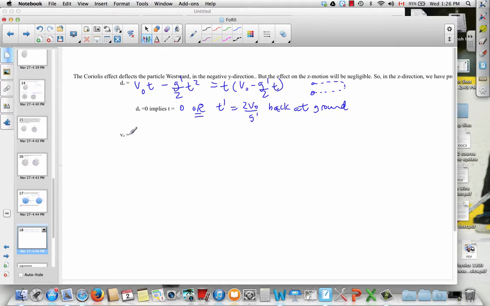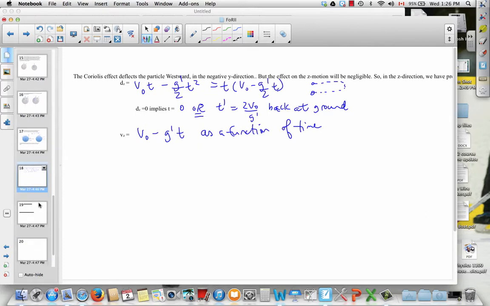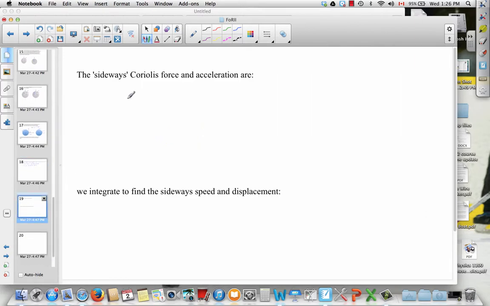Now, as a function of time, the z speed, it's just projectile motion speed, so it's v initial minus acceleration times time. And we need that expression because, of course, the Coriolis force depends on how fast you're going. So what is the force? Well, the Coriolis force is 2mv cross omega.